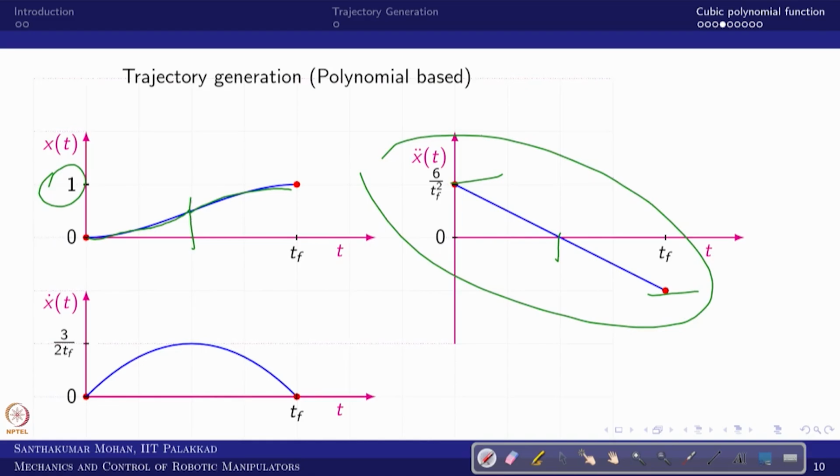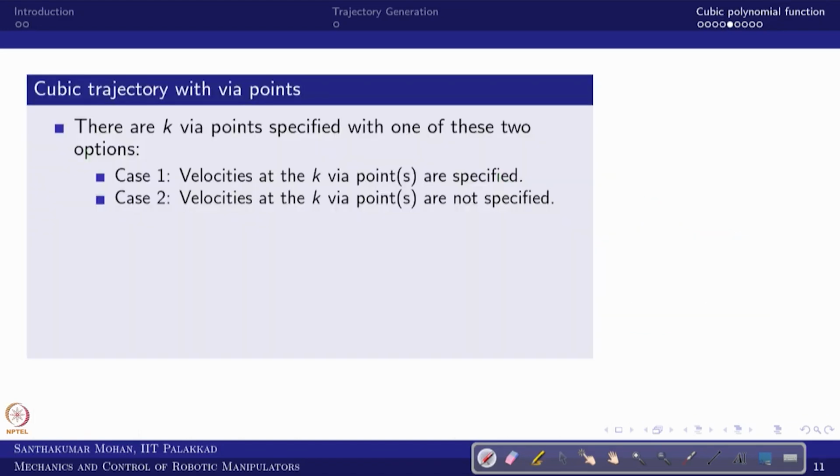But the problem here is we don't have any control over the initial and final acceleration. So if you want to do that, we need to go for a slightly improvised algorithm that we will see in the next lecture. But now we will actually go further.